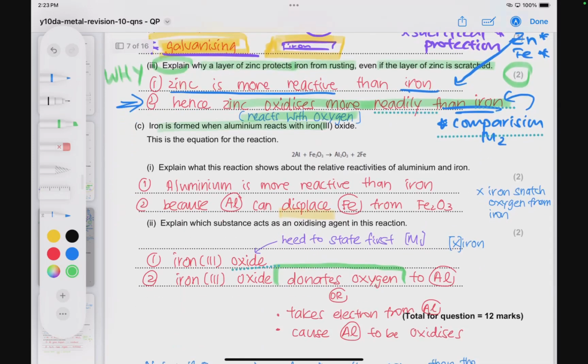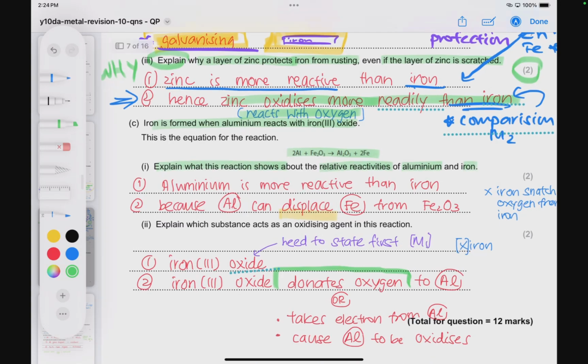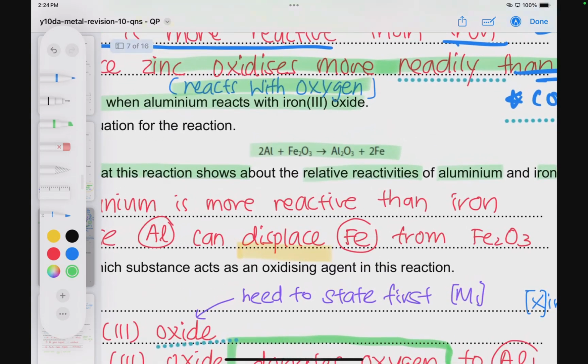Okay, so aluminium reacts with iron oxide. So this is the reaction. The equation is provided. You need to explain why this reaction shows the relative reactivity of aluminium and iron. So what's happening here? If I were to zoom out a little bit, you can see that aluminium eventually becomes aluminium oxide.